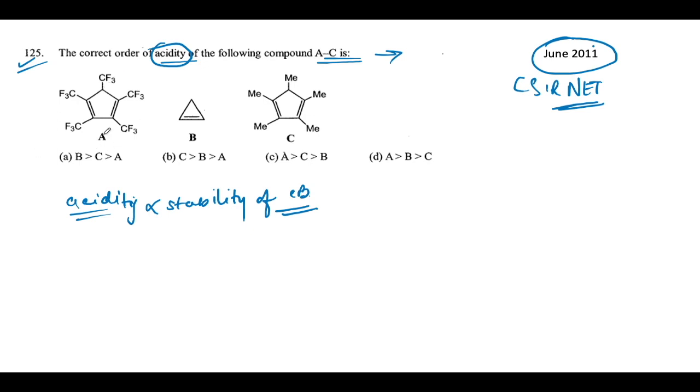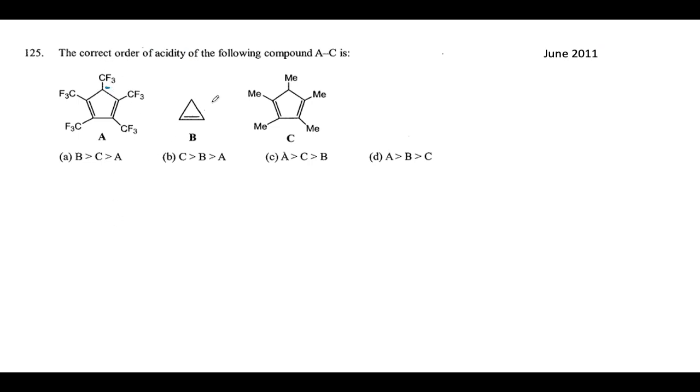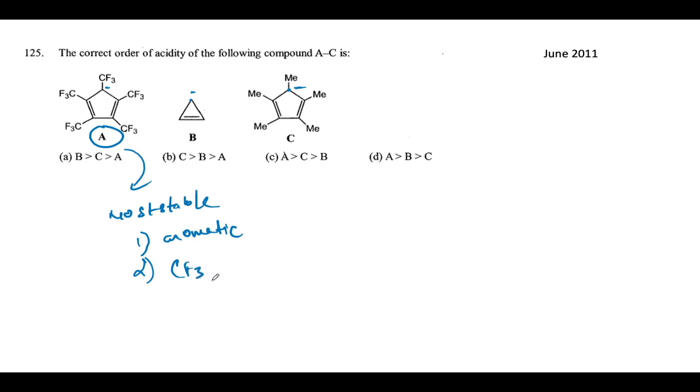First thing, for option A, if we remove a proton from here, that is going to give you a negative charge. Exactly over here. If we remove a proton from here, you will get a negative charge, and if we remove a proton from here, you will get a negative charge as well. So comparing the stability of all of the conjugate bases, which is going to be the most stable? A is going to be the most stable. Why? Because first of all, it is aromatic in nature, and secondly, there are very electron withdrawing groups connected over it. So it is going to form the cyclopentadienyl anion, which is going to follow Huckel's rule.